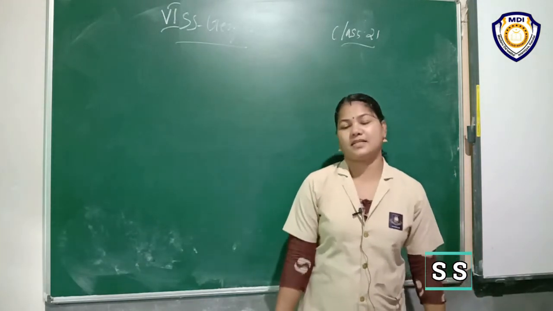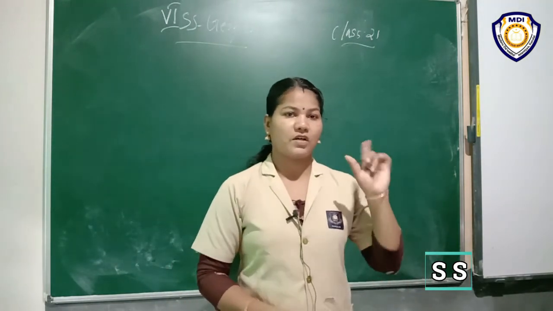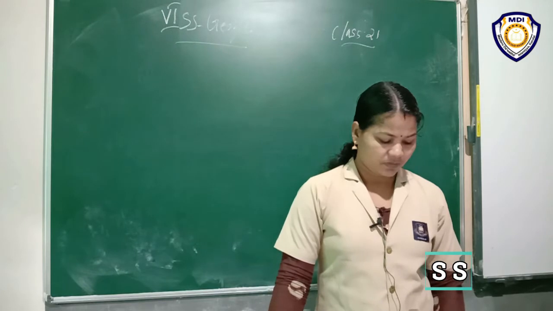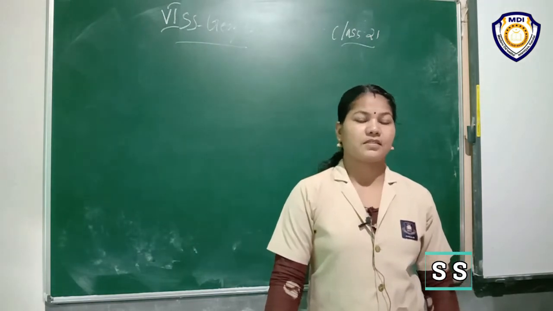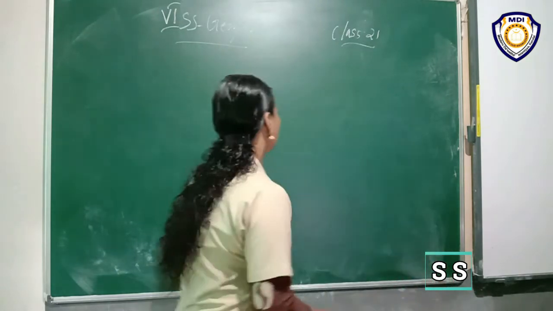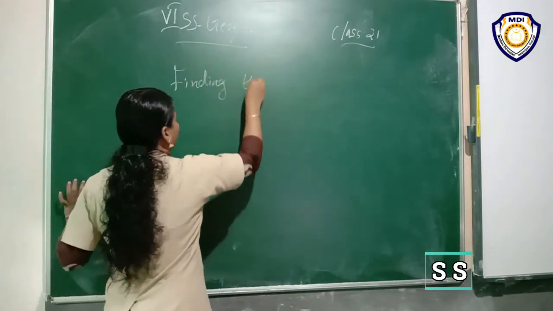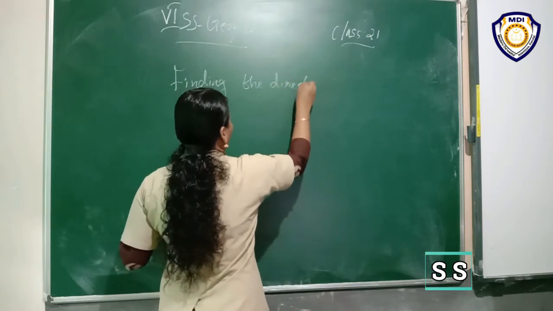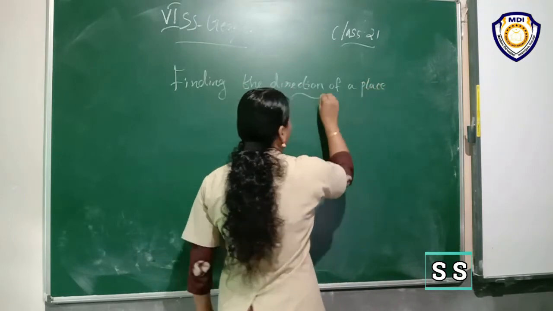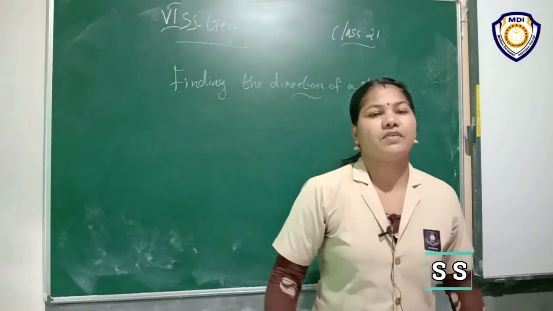Okay, in last class we discussed the directions. We know that there are mainly 4 directions. What are the 4 directions? North, south, east, west. Today we want to discuss the continuation of the previous class, that is finding the direction of a place. What is the next topic? Finding the direction of a place. How can we find the direction of a place?